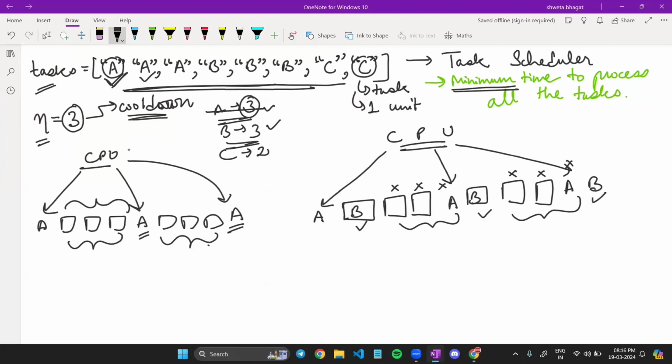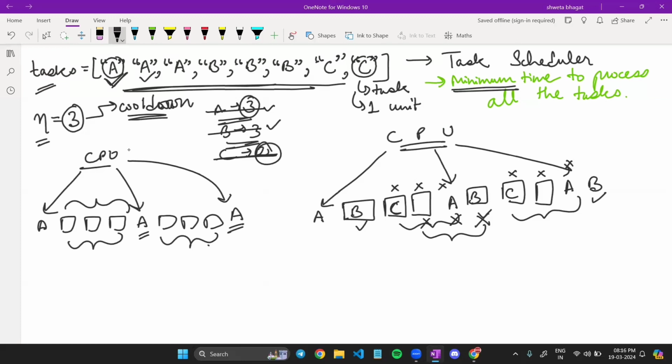So we have placed A, we have placed B. Now we are left with placing C. Here we will place this C. We can't place C over here, over here, or over here. So these 3 units of time have passed. Now we can place a C. So we can see that we have successfully placed these 2 C's as well.